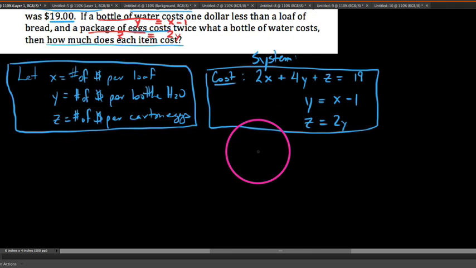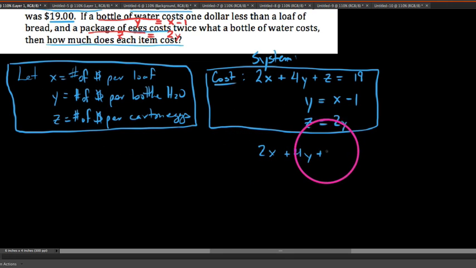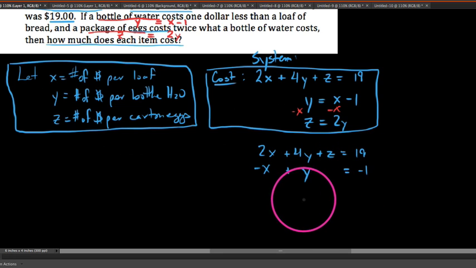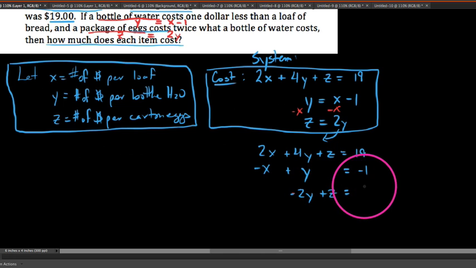If we were to do this, then our first equation would be 2x plus 4y plus z is equal to 19. If we bring this x back over to the left side and realign things, we would have negative x plus a single y, plus no z's, equal to negative 1 on the right side. And in our last equation, as we bring the 2y back over, it would be negative 2y plus z equal to, well, nothing left on the right-hand side of this equation.